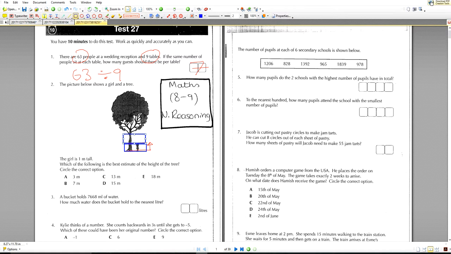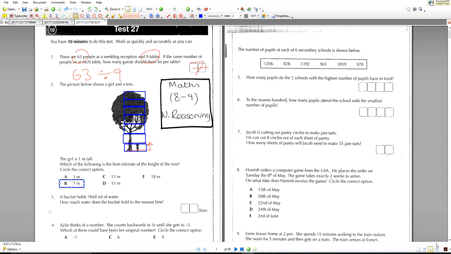That's 2. So from here 1, 2, and then another, that's 3, and then that's another 4, and then that's another 5, and then that's another 6. So we got roughly the tree is 7 times the height of the girl. So we are looking for the answer of B for this question. So question number 2 is B.